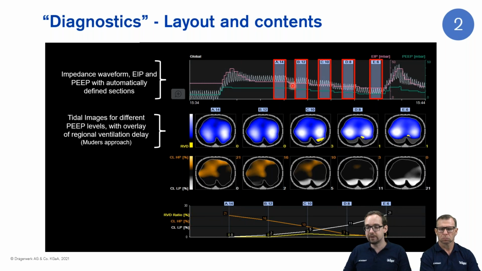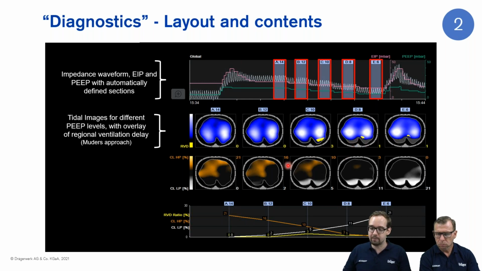So what we can see is, by lowering the PEEP from 14 to 6, if you look down here, especially in this region at a PEEP of 8, you can already see the onset of de-recruitment. So a PEEP of 8 is not high enough to keep this part of the lung open.